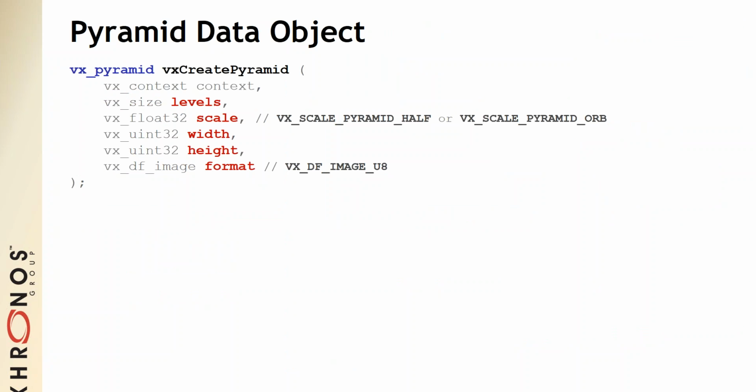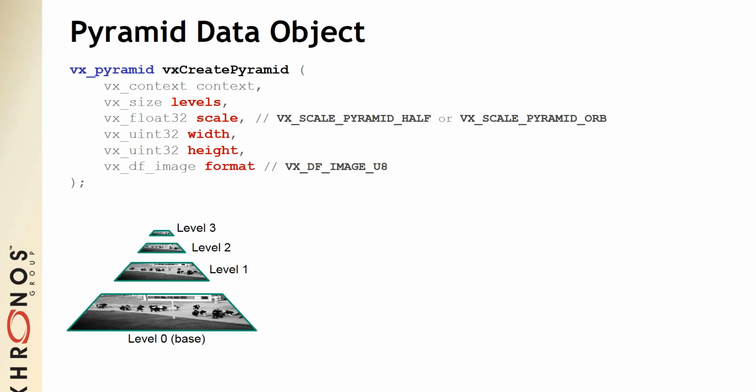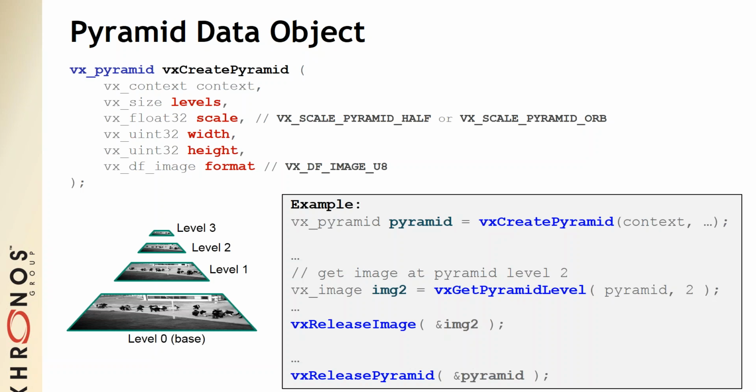So first is the pyramid object, which represents a collection of related images. These images are created either by downscaling or upscaling the base image contained at level 0. There are a few restrictions, including restrictions on supported image formats. You cannot have multiplanar images inside a pyramid in the current spec. And here is an example. You create a pyramid by specifying the number of levels, scale, width, height, and format of the base. And the scale is a floating point number.